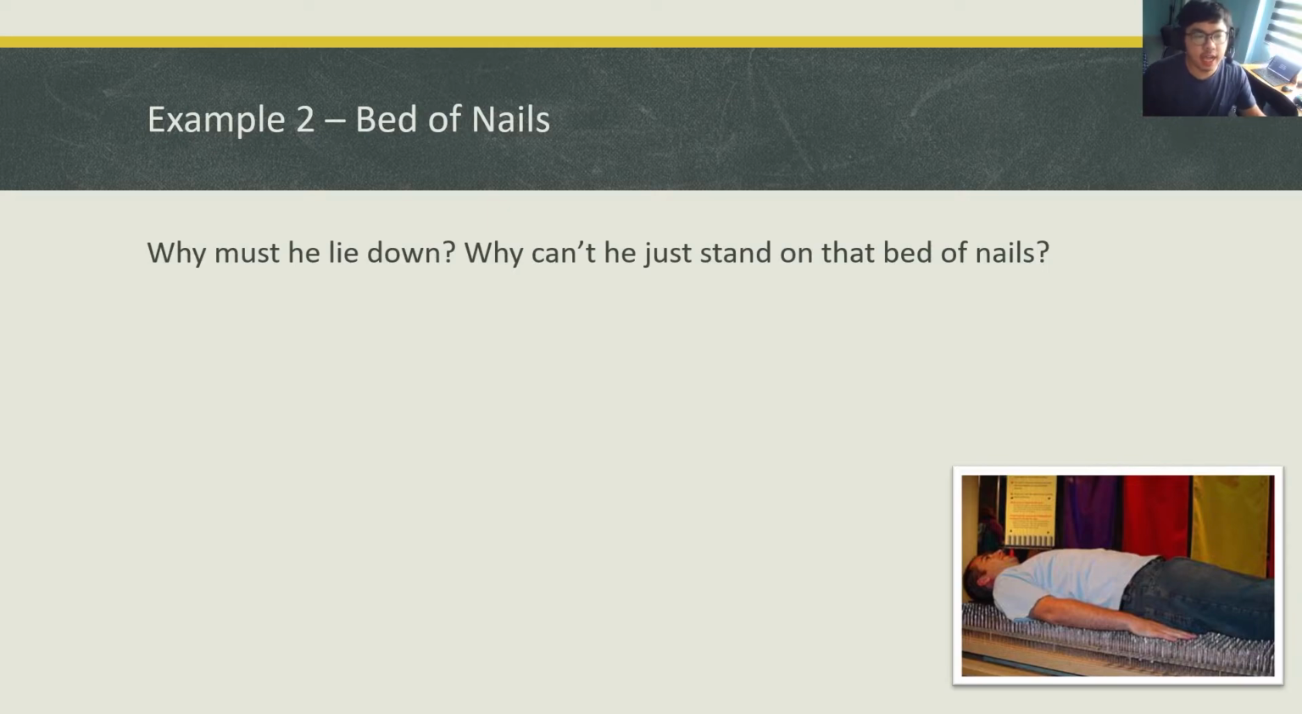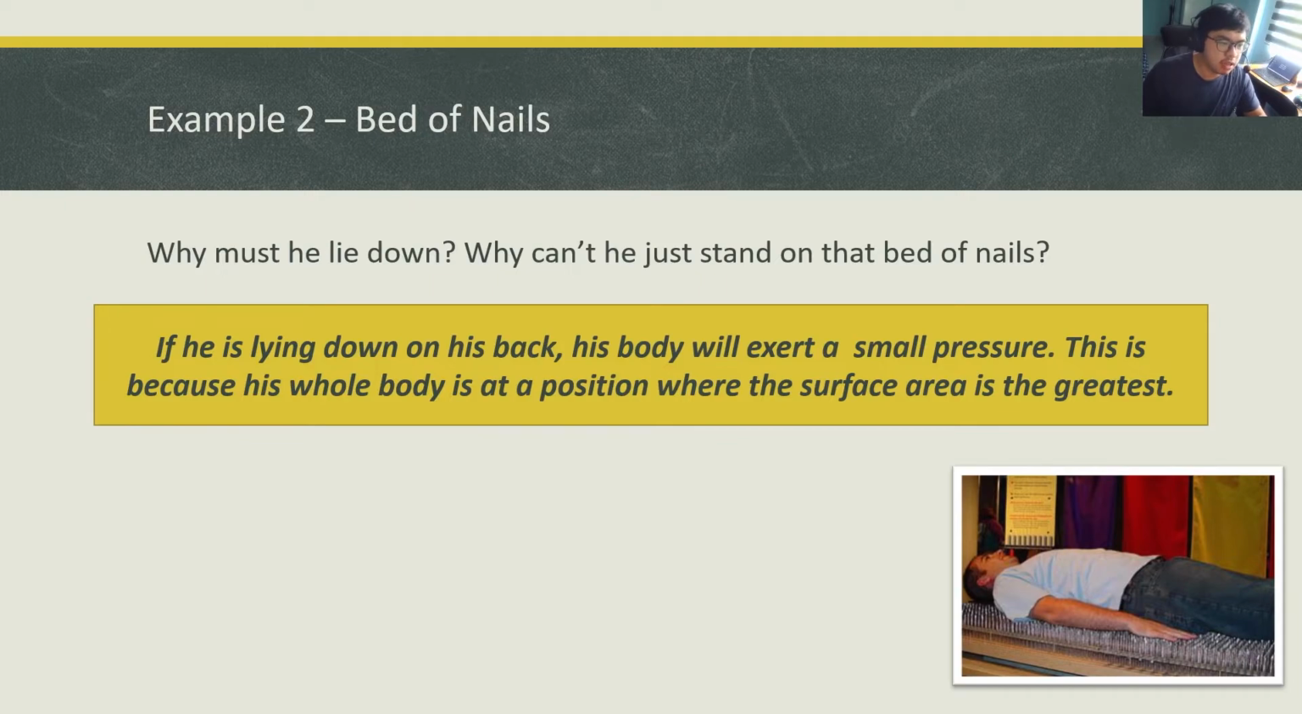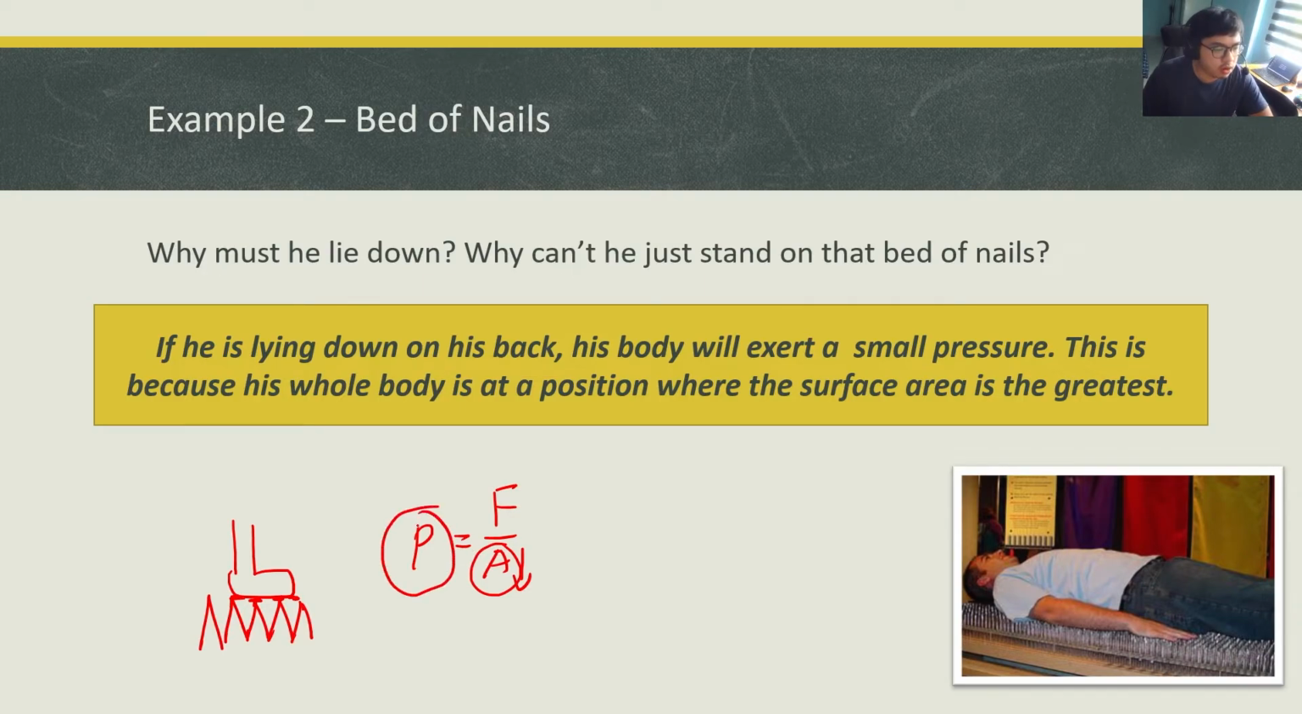So why must he lie down? Why can't he just stand on that bed of nails? If he is lying down on his back, his body will exert a small pressure. This is because his whole body is at a position where the surface area is the greatest. So if he is standing up instead, that's his feet, the surface area will be small in this case, and because the area in contact is small, that causes the pressure to increase and there will be a large pressure, and this will be a much more dangerous stunt to do.